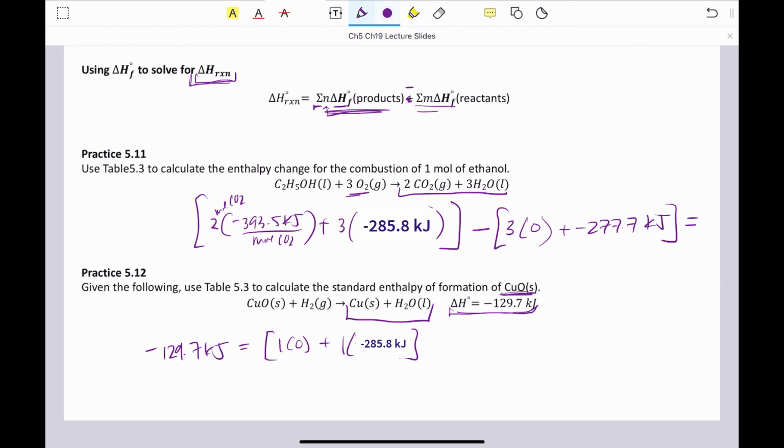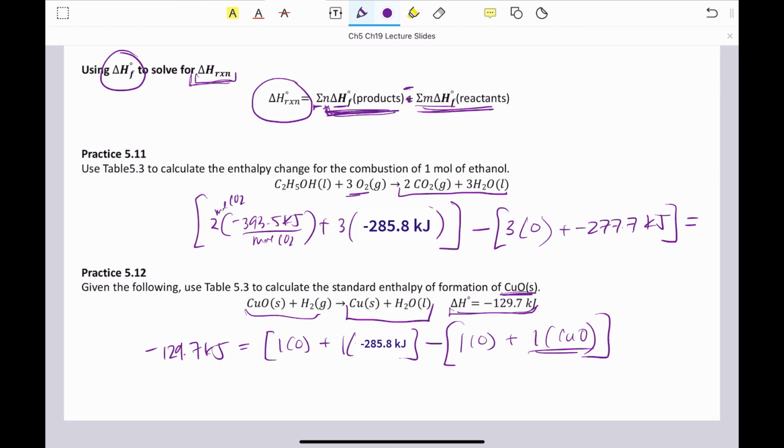285.8, right? And then it's going to be products minus our reactants. We've got that 1, 0 again, plus my Cu solid. So 1 times CuO, right? And then we can use that to solve for that. So just like any other math equation, which you guys have been doing for forever, we can solve for whatever piece it is that we don't know using our equation, yes? So heat of formation, to find heat of reaction, is always going to be products minus reactants.